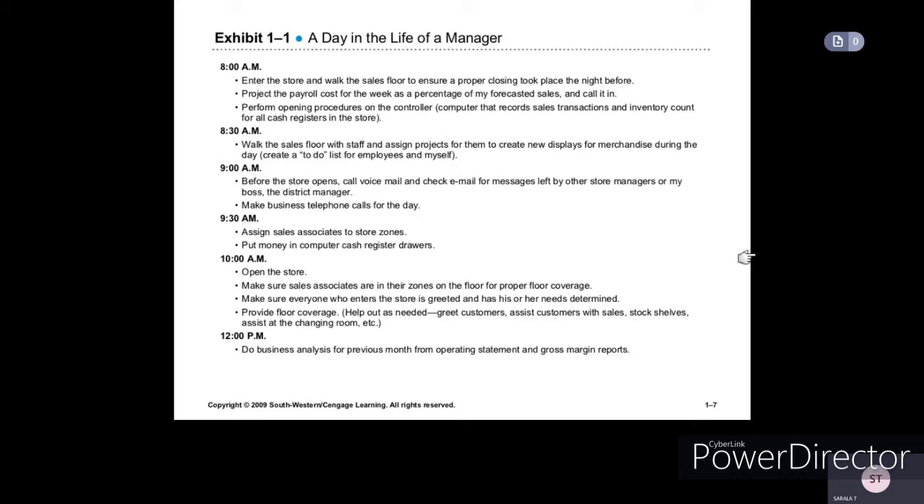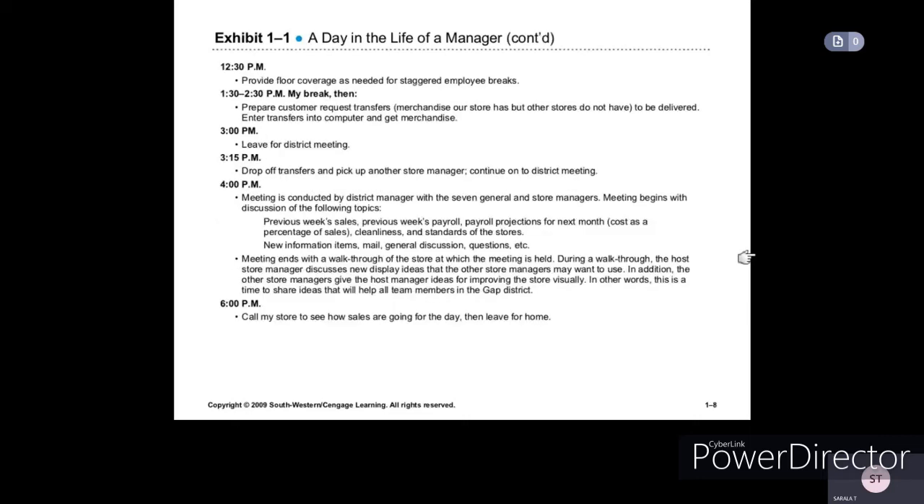And at 12 p.m., do business analysis for the previous month from the operating statement and gross margin reports and all. At 12:30, provide floor coverage as needed for the staggered employee breaks, because employees will be having breaks. At that time the manager has to help cover the needs. And at 1:30 to 2:30 p.m., there will be a break, then proper customer-requested transfers.